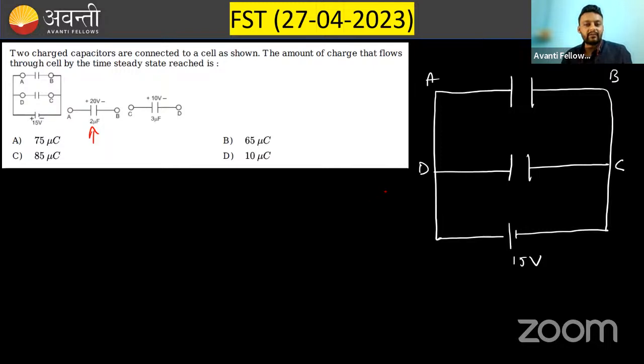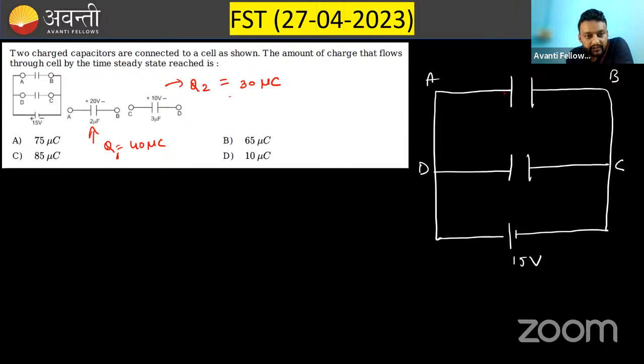Charge will be C delta V. If I say C delta V, then the charge on the first capacitor will be Q equals 40 microcoulomb. And in the second capacitor, the charge will be C delta V. This is the charge of the first capacitor. Q2 will be C is 3, that is 30 microcoulomb. Clear?